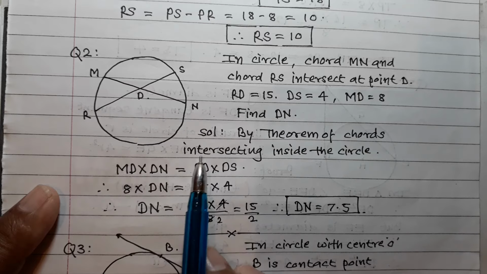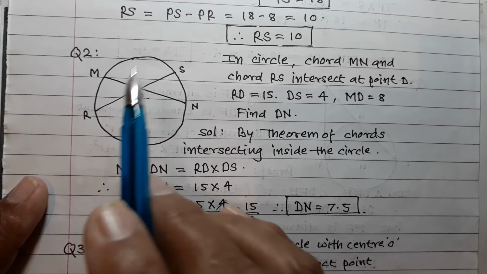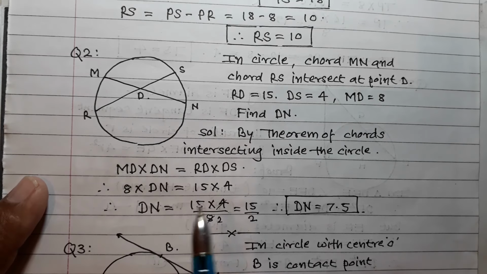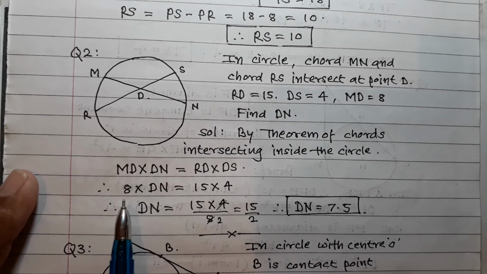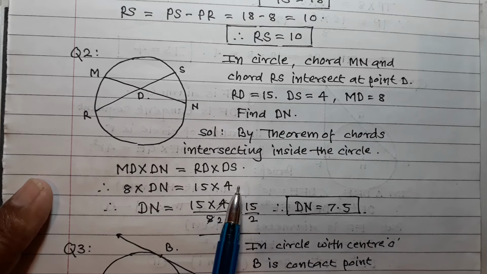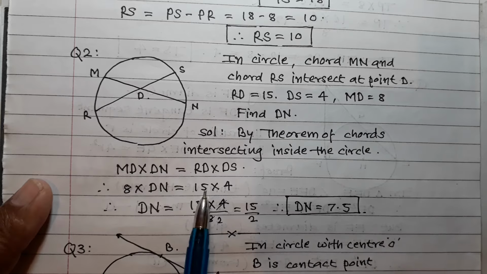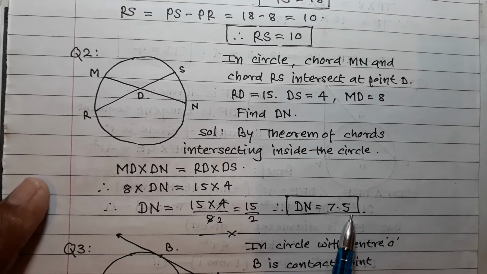By theorem of chords intersecting inside the circle, MD into DN is equal to RD into DS. MD is equal to 8 given. 8 into DN is equal to 15 into 4. Therefore DN is equal to 15 into 4 upon 8. This and this is divisible. 4 2s are 8. So DN is equal to 15 upon 2, and therefore DN is equal to 7.5.